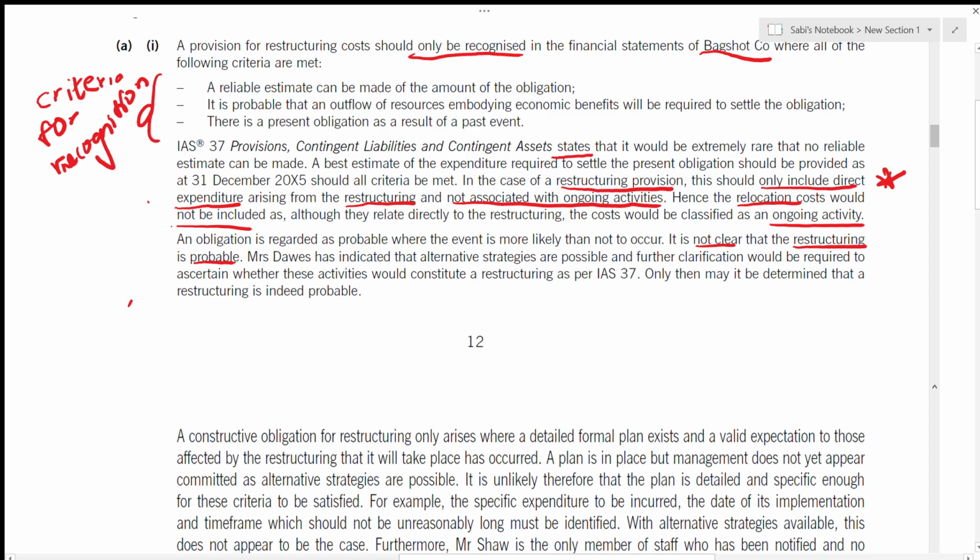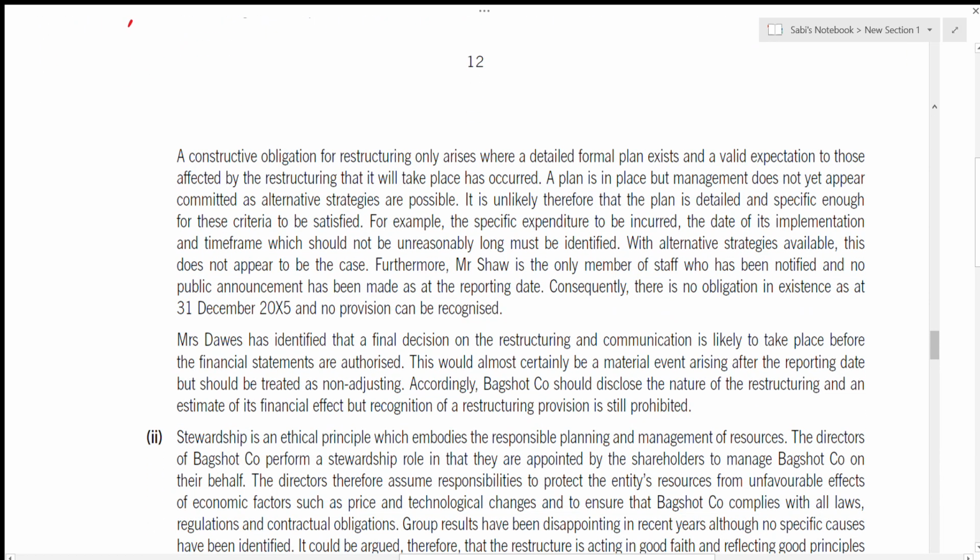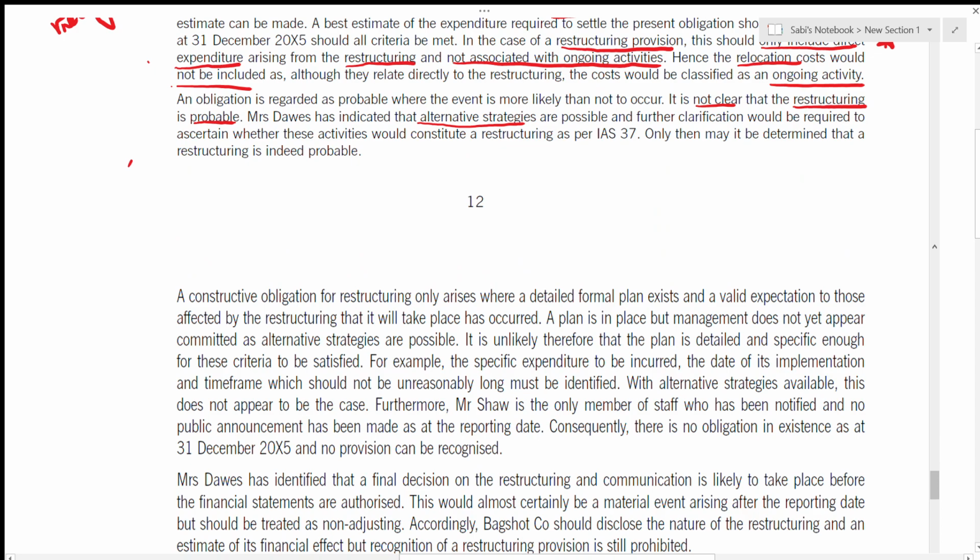Now let's go to Mrs. Davis has indicated that alternative strategies are possible and further clarification would be required to ascertain whether these activities will constitute a restructuring as per IAS 37. Yes, you need to talk about alternative strategies here because the case study tells about them. Only then may it be determined that a restructuring is indeed probable. Now a constructive obligation for restructuring, right? All these words, constructive obligation, obligation, you should be knowing.